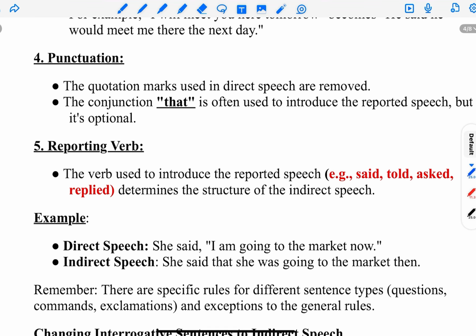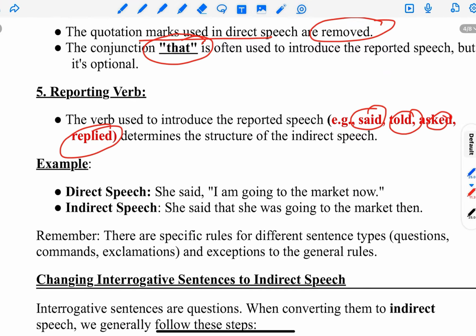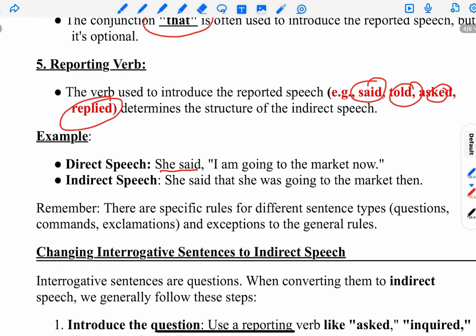Punctuation. In indirect speech, all the quotation marks and commas are removed. The quotation marks used in direct speech are removed, and in place of that we use the conjunction that. The verbs used to introduce the reported speech are like said, told, asked. These are the reporting verbs we use. For example, she said. Here a comma has been used and then quotation marks. So in indirect speech, these will all be removed. She said. Now remove the comma and we will use the conjunction that.